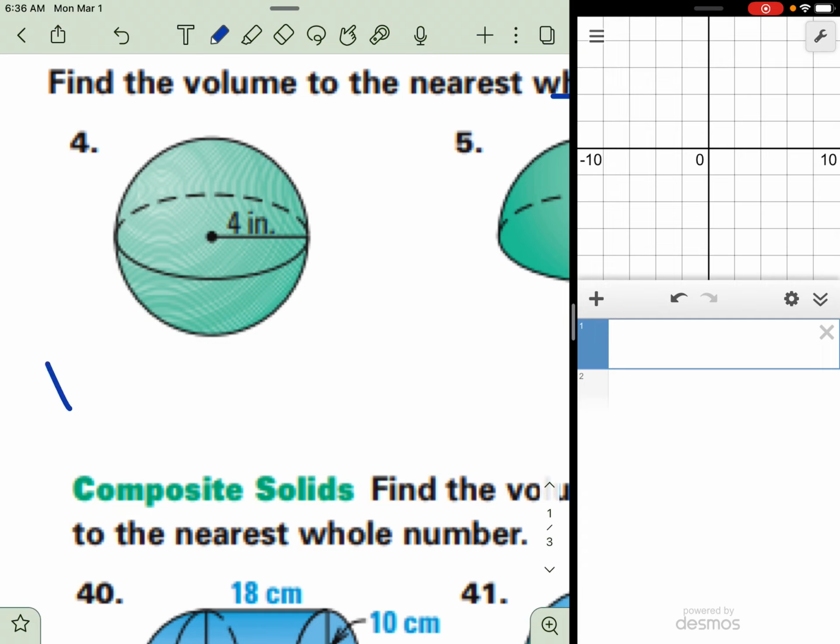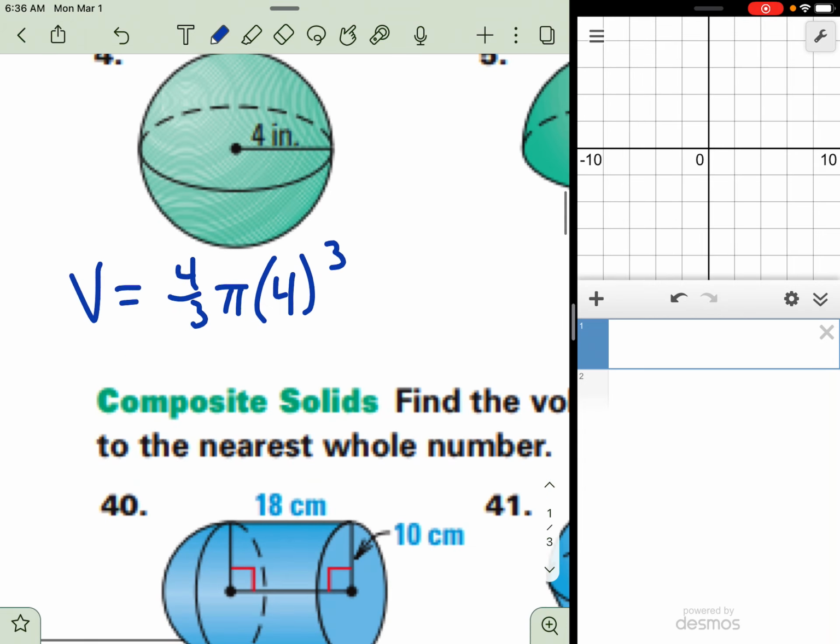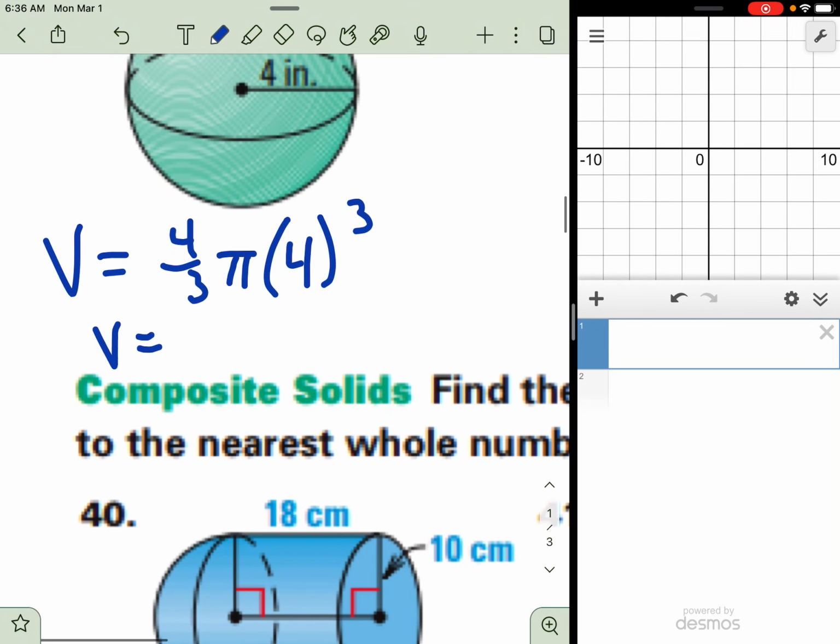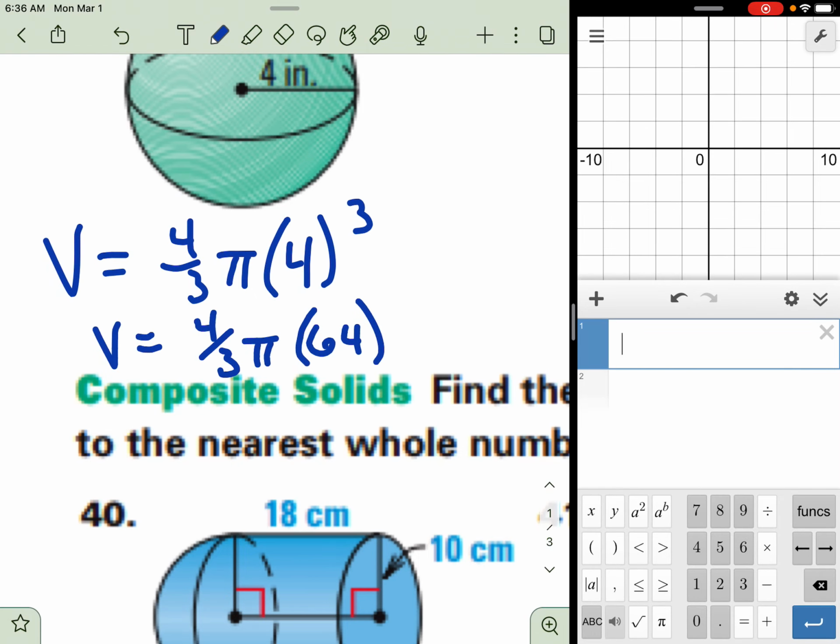But the volume of this sphere would be 4/3 pi, and then the radius here is 4 cubed. Okay, so the volume here would be 4/3 pi times 4 cubed, which is 64. Divide that by 3, and it's not even, it's like 21.3, and then multiply that by 4. So let's just go ahead and use our calculator here.